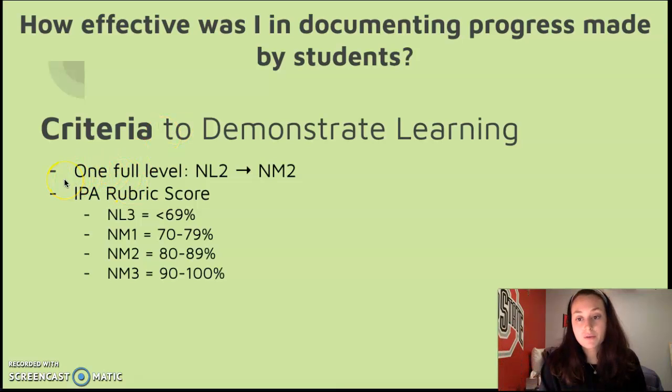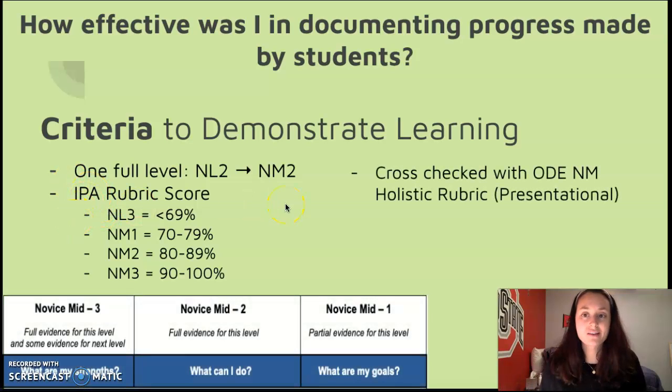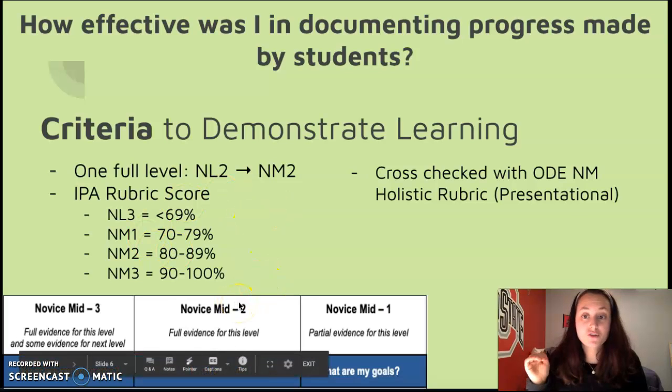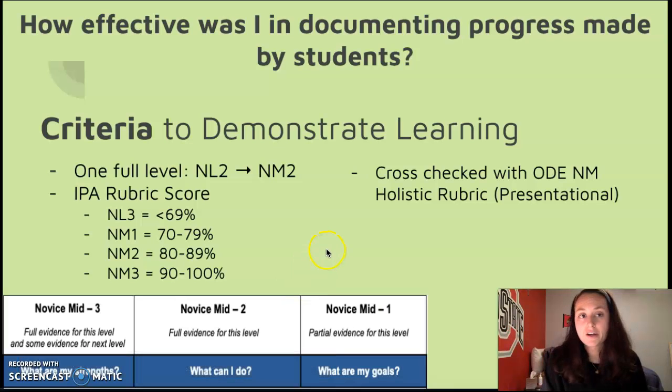Their score was determined based off of the IPA rubric and the accompanying conversion. And I cross-checked this with the ODE Novice Mid descriptors for presentational performance. Thus, if learners demonstrated full evidence of this level, they were classified as Novice Mid 2. If they demonstrated partial evidence, they were Novice Mid 1, and anything above would be Novice Mid 3 or potentially higher.